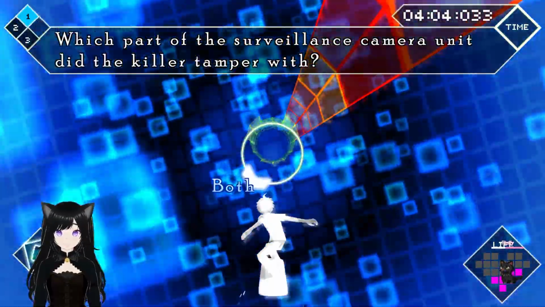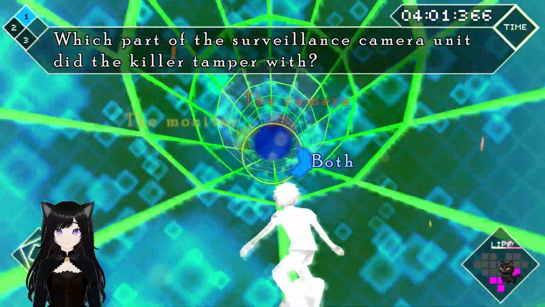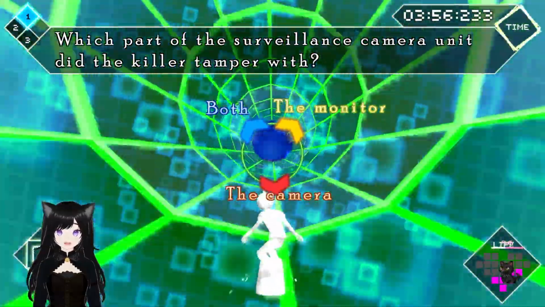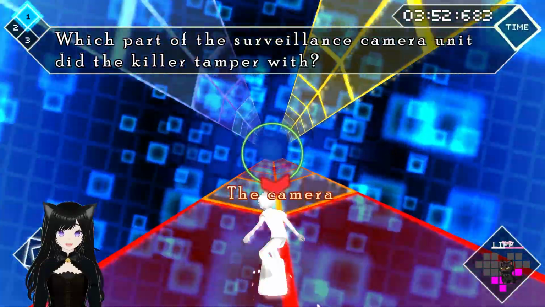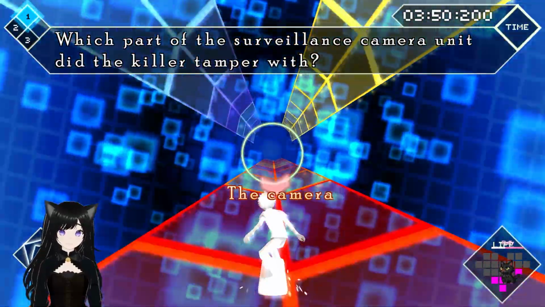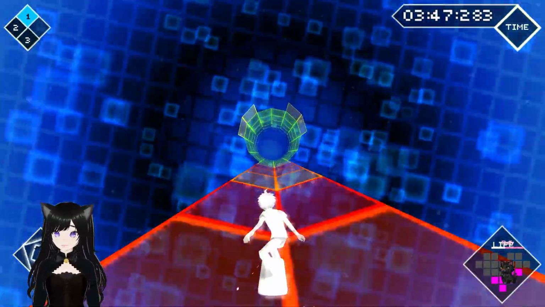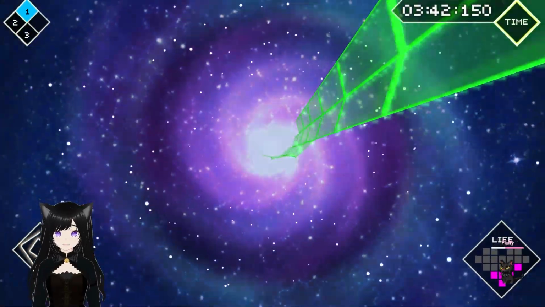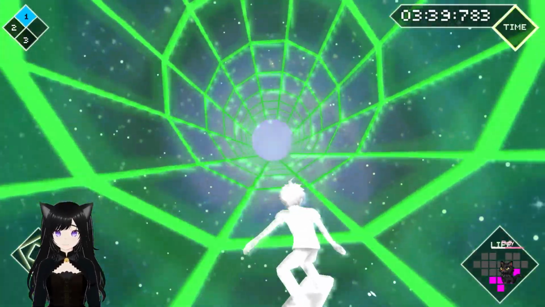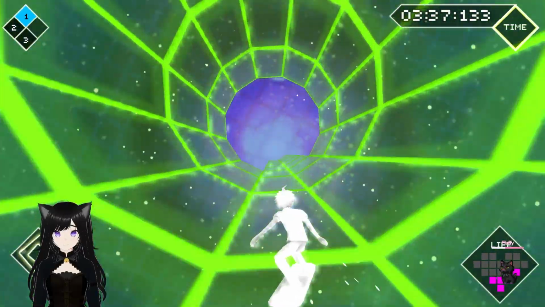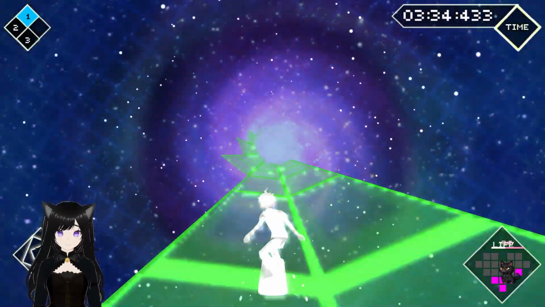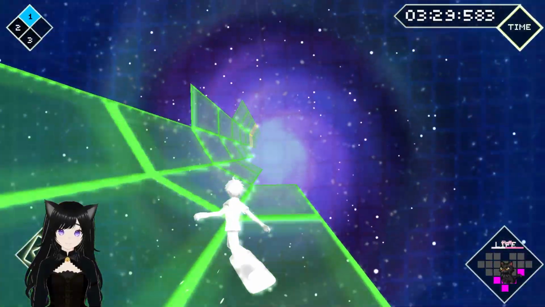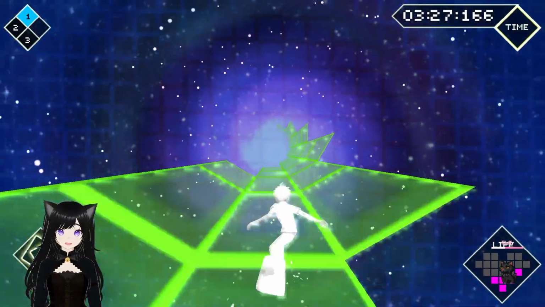Maybe both? No. Okay. It's just the camera then. I got it. I thought it was both, but yeah, okay. Just the camera. They left ours alone, I assume. Alright. Oh. And we dive off the edge. This one's tricky. Alright. There we go. I'm just going all kinds of crazy.